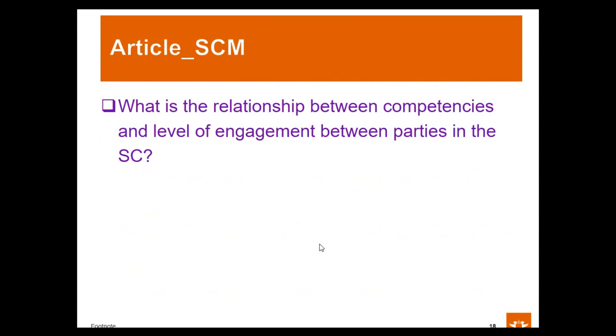So let's go back to the article. The next question is, what is the relationship between companies and the level of engagement between parties? Between competency of the different suppliers, different parties, and the level of engagement between parties in the supply chain.